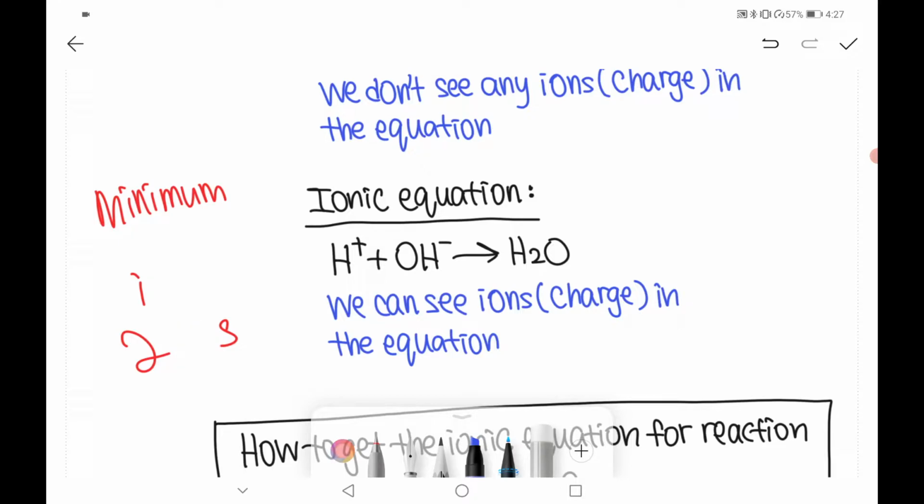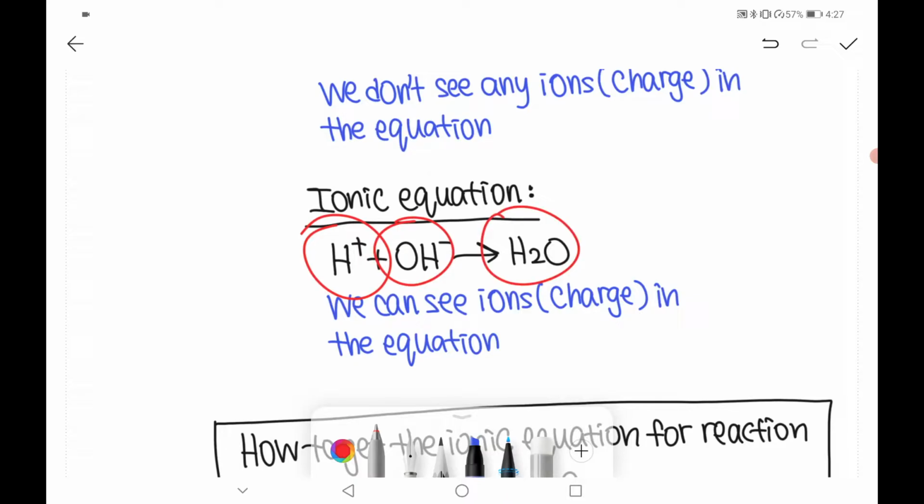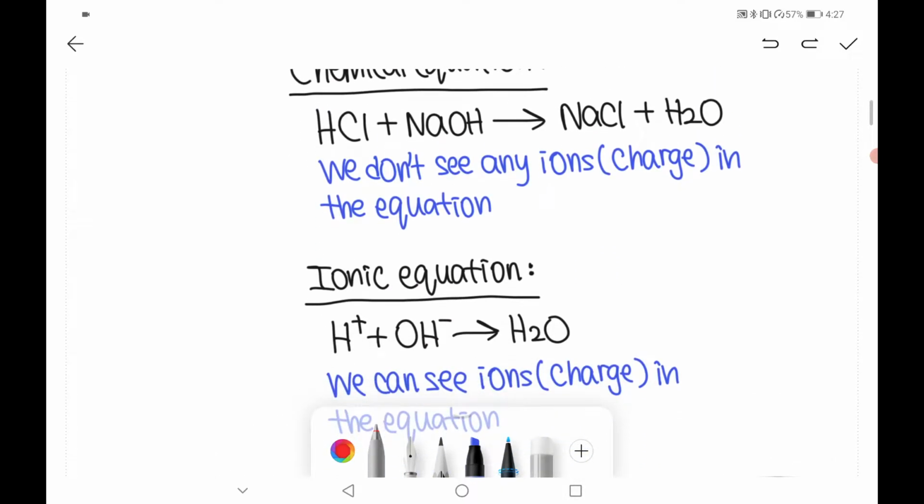Okay, so for an ionic equation, you don't need every substance to have a charge. As long as one of them is in a charge form, as long as one of them is an ion and has a charge, it's already an ionic equation. So let's make a quick summary again.